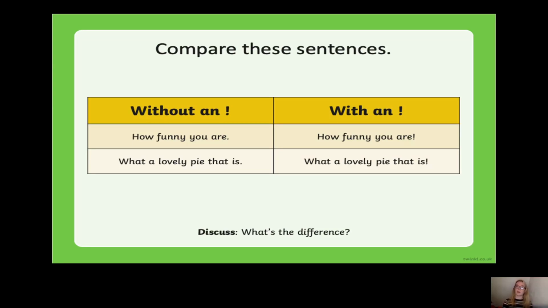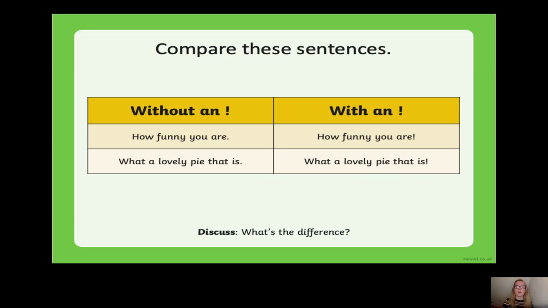I've written the same sentence twice, but in the first instance, I put a full stop at the end. And in the second one, I've put an exclamation mark. Now I'm going to say these sentences. Can you tell me how they sound different? Okay, first one, how funny you are. The second one, how funny you are! Can you hear I'm putting more emphasis on my sentence when I've got an exclamation mark at the end?